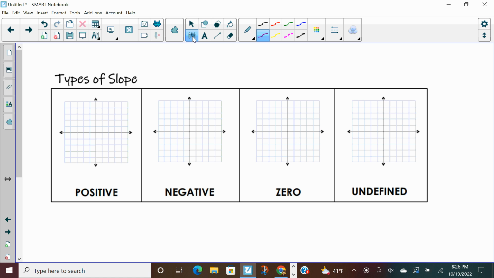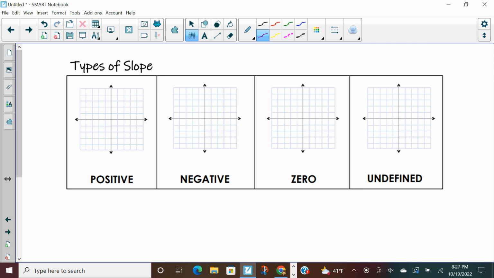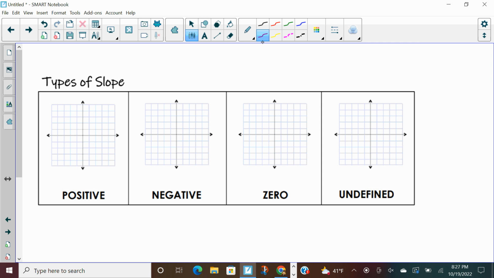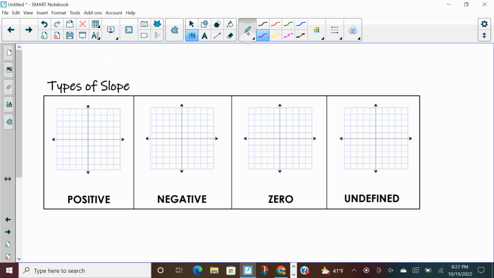So different types of slope. We have 4 different types of slope, and they're based on the line going up, going down, not moving at all, or kind of not being allowed at all, or undefined. So when we think about the turtles that we did in class, a turtle went in a positive direction if the line went in a positive direction. So if our line, when we were talking about turtles, looked like this, it was a positive turtle, and the turtle went forward.